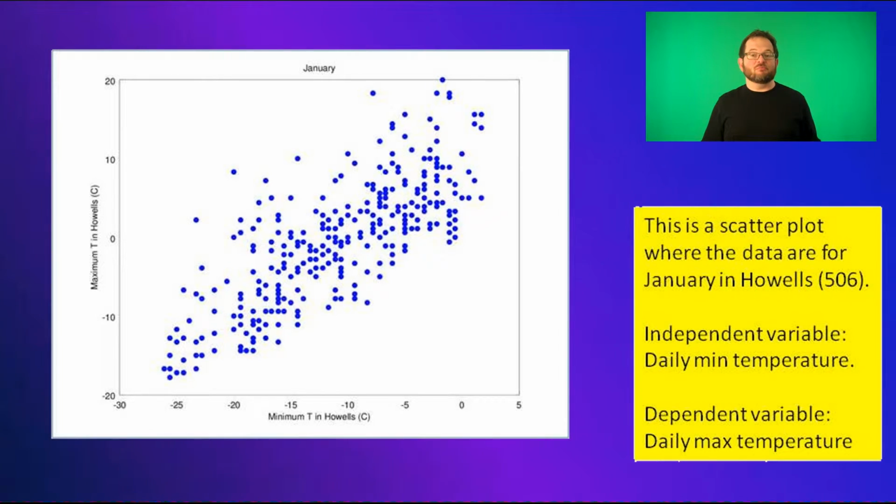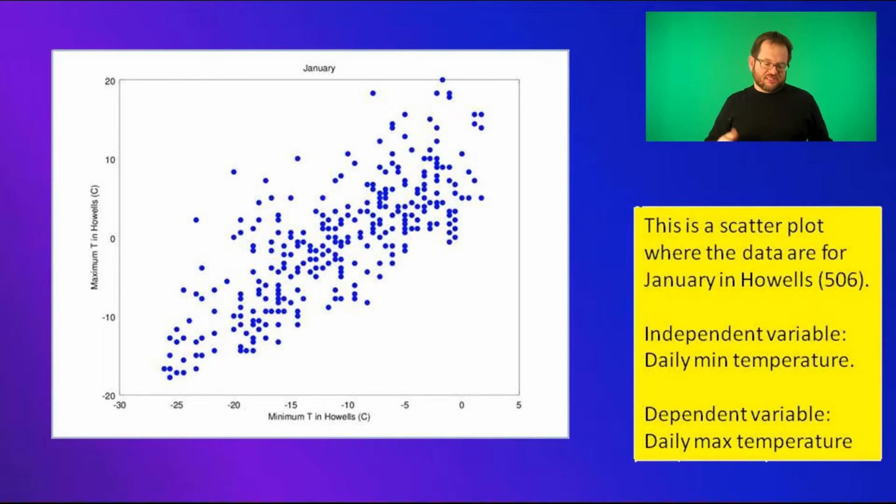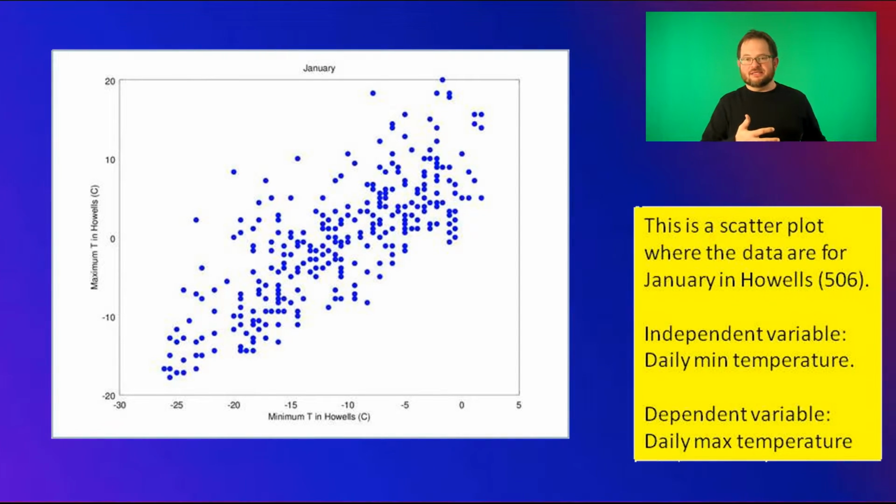This happens to be a scatter plot of just the station Howells. This is from that 10-year data set that you guys used in the last module. This happens to just be station 506, which is Howells, and it just happens to be January and for the 10-year period. On the x-axis, the independent variable is each morning's minimum temperature. And on the y-axis, as the dependent variable, I have the daily maximum temperature.